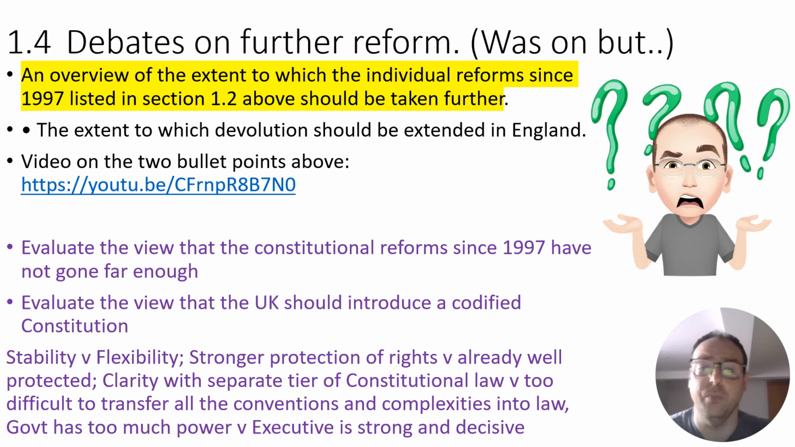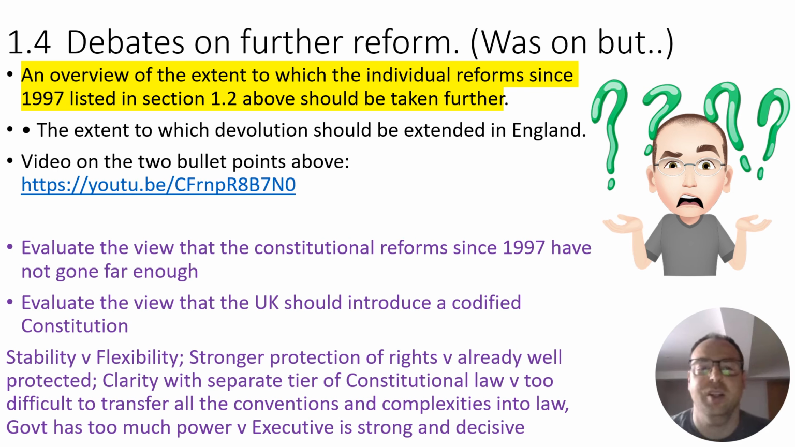So 1.4 was on last year, but the question last year was on devolution. So we can see how that would link in with that one. So an overview of the extent to which individual reforms since 97 listed in 1.2. So 1.2 is on this year, therefore that means that becomes more significant, or isn't. And it's not advanced information this year, but 1.2 wasn't on last year. It is there with everything else this year. So that makes you think, well, maybe they'll do something in that direction.